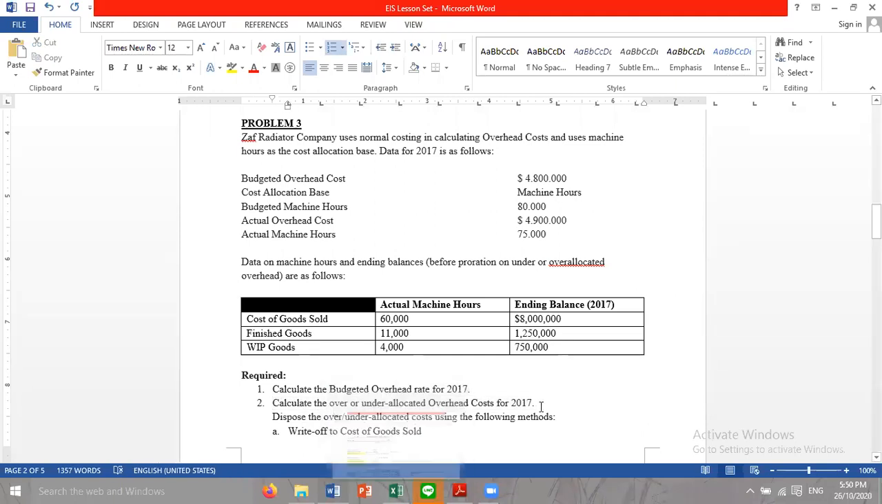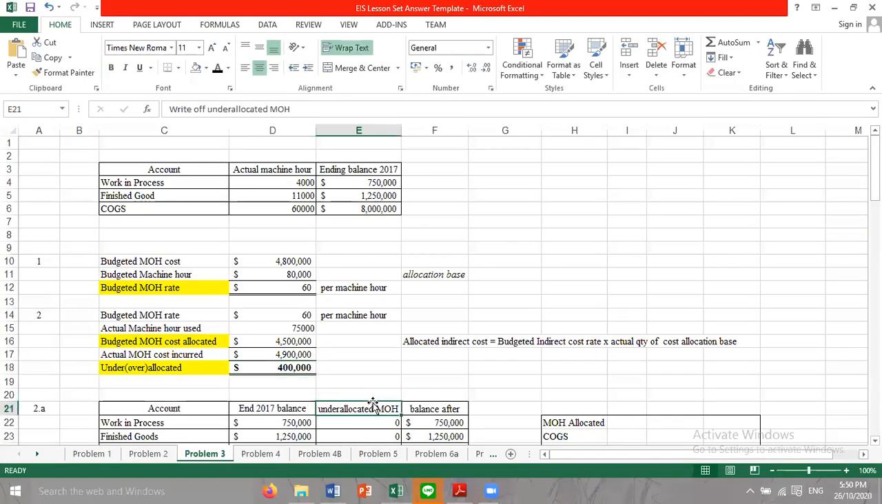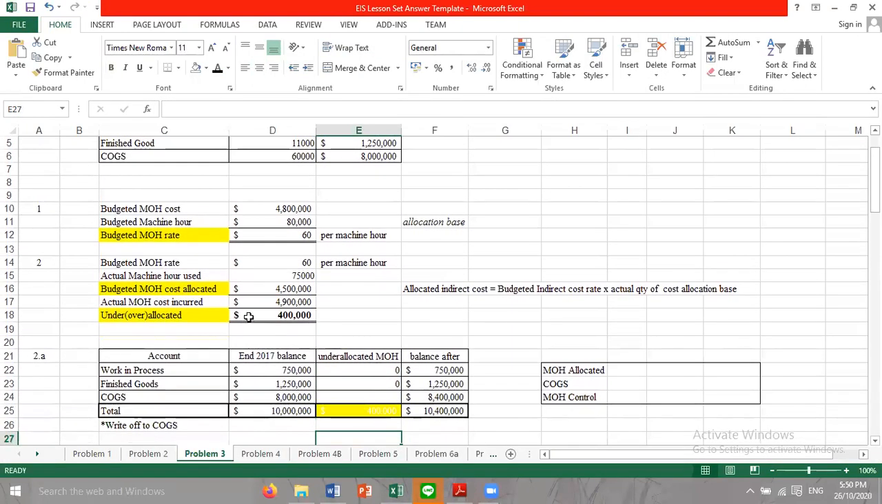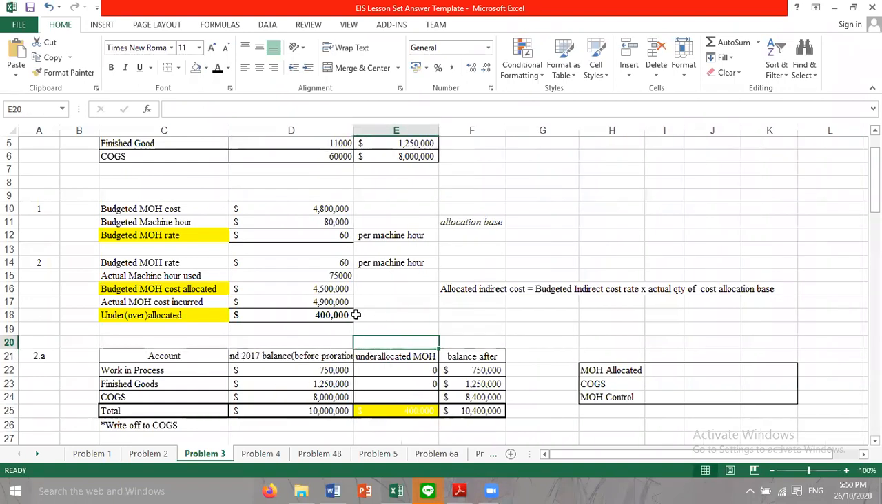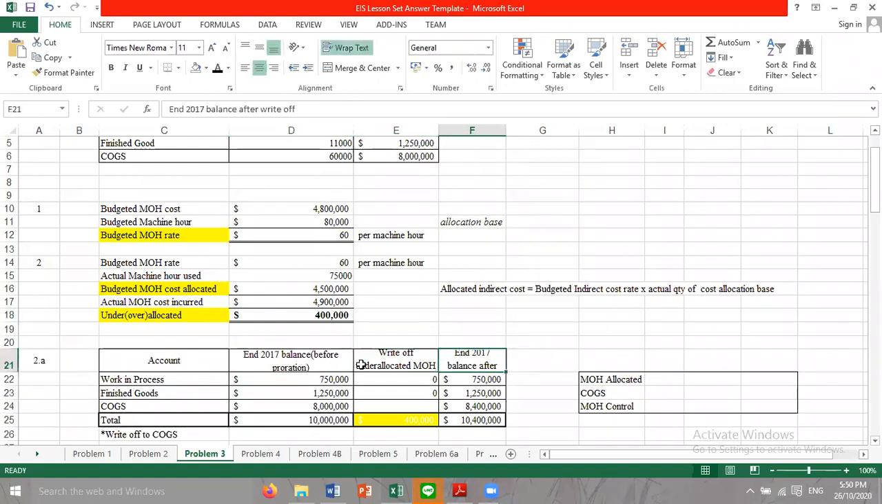Now we are asked to dispose the over or under allocated cost using the following methods. The first one is the write-off to cost of goods sold. Simply enough, we just need to allocate all this 400,000 to the cost of goods sold. Here, first we'll need to list all the ending balances before proration, and then we'll need to allocate the over or under allocated, and then find the balance after.